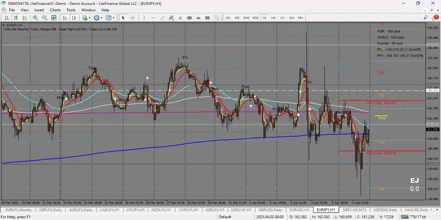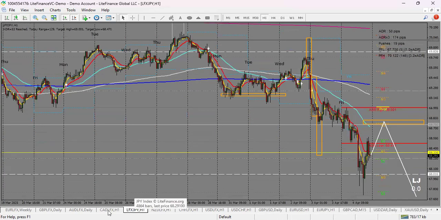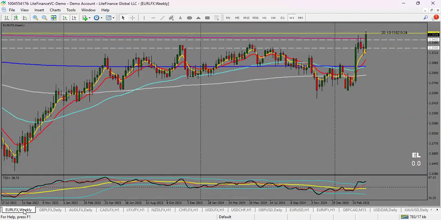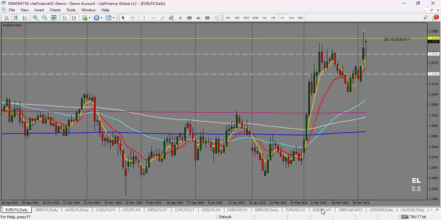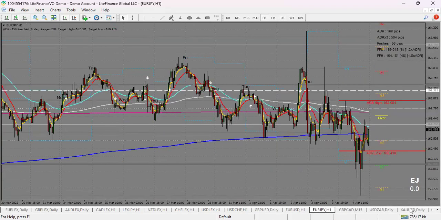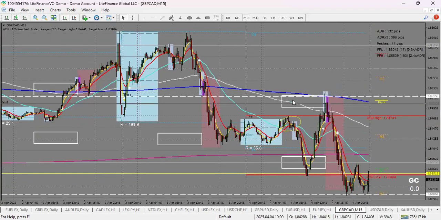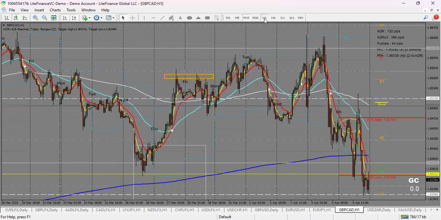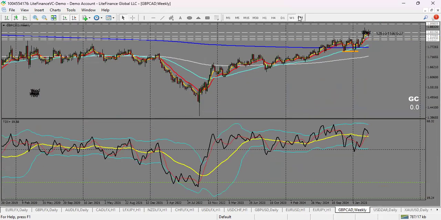But as for now, price is simply in consolidation. Disparity does not match. JPY is simply selling and Euro is buying. So Euro JPY should be consolidating. So let's now look at Pound CAD.